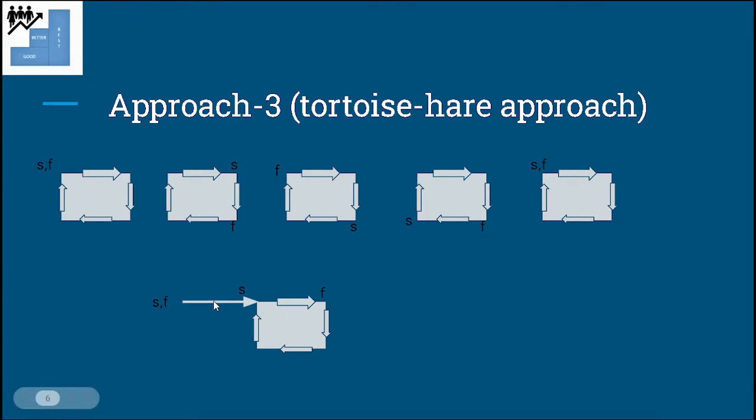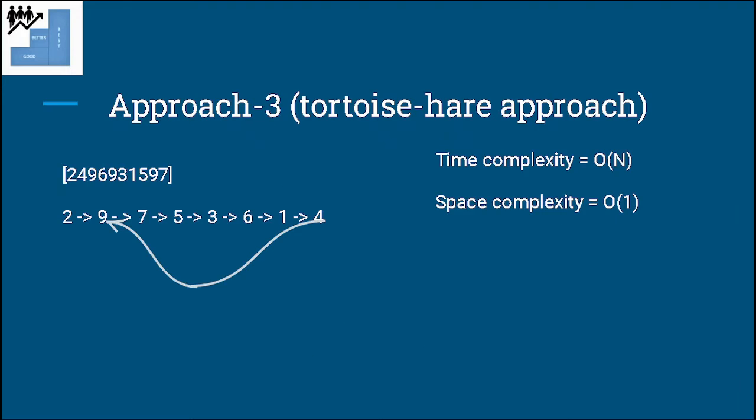Similarly, if S comma F starts x points earlier than this point, then they will meet x points earlier in the cycle. This is a very important concept to understand the solution. Now let's get back to the solution.